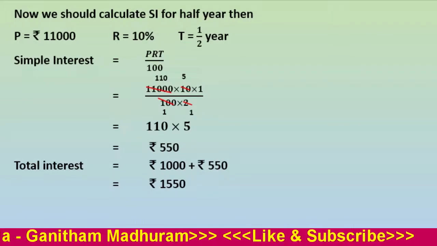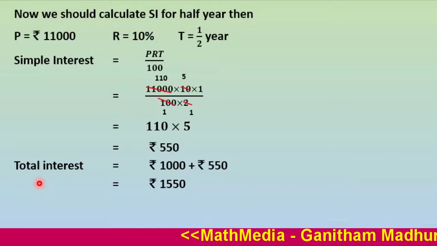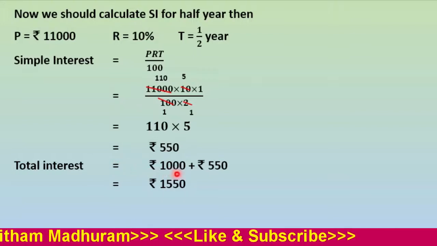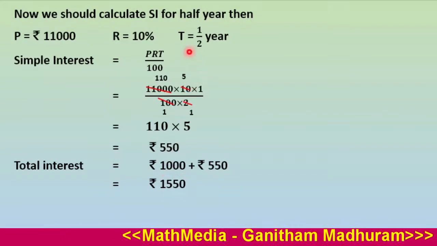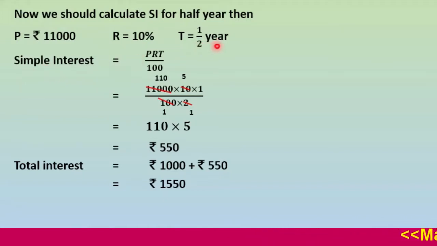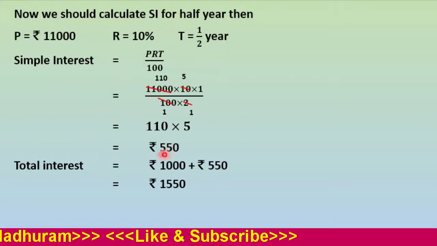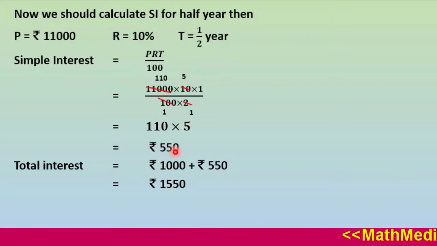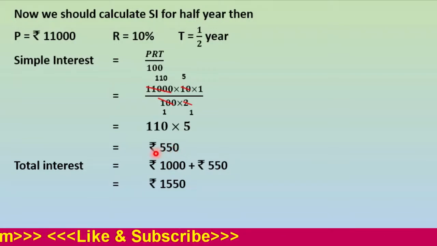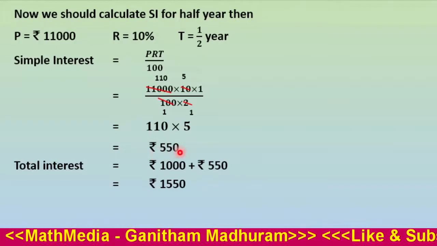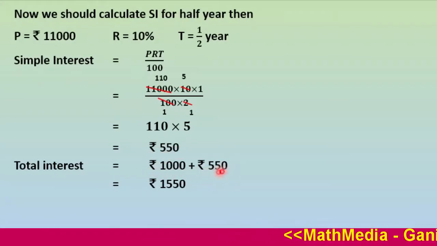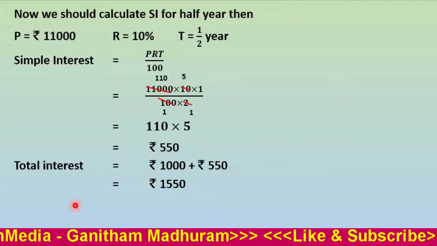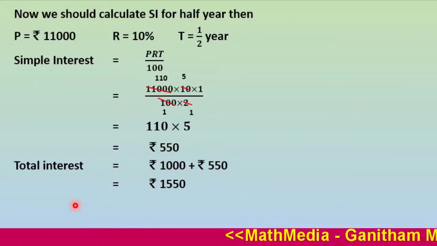See children, we already found compound amount for 1 year, and from that we found compound interest as rupees 1,000. Here we found the simple interest for the half year, that we got as rupees 550. We can calculate total compound interest for 1.5 years if it is compounded annually. So you can add these two interests, 1,000 and 550, which gives rupees 1,550. That is the total interest.